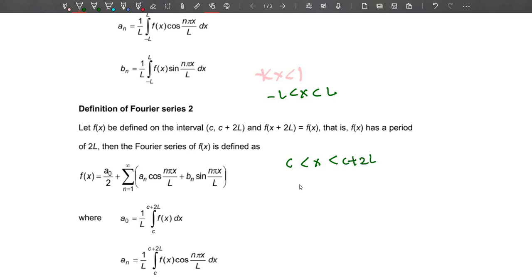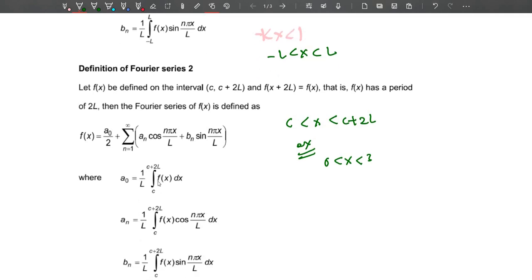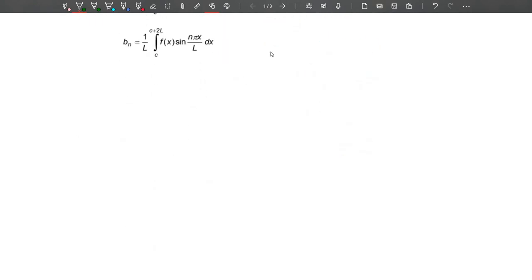For example, we have the interval x between 0 to 3. That means here we will integrate from 0 to 3. That's what it means. So 1 over L, we still need to calculate for the period. So it just changes here: instead of negative L to L, it will be from c to c plus 2L. This is for the intervals where the lower boundary and the upper boundary are not the negative value of each other.